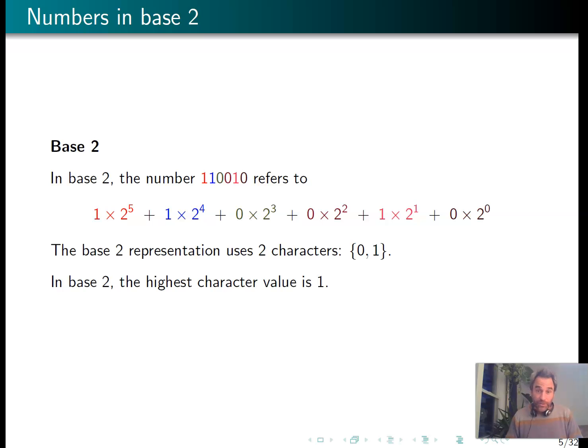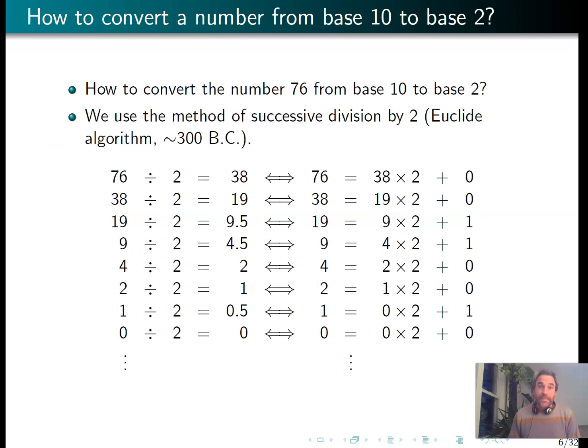The base 2 representation uses 2 characters, 0 and 1. And in base 2, the highest character value is 1. How do we convert a number like, for example, 76 from base 10 to base 2?